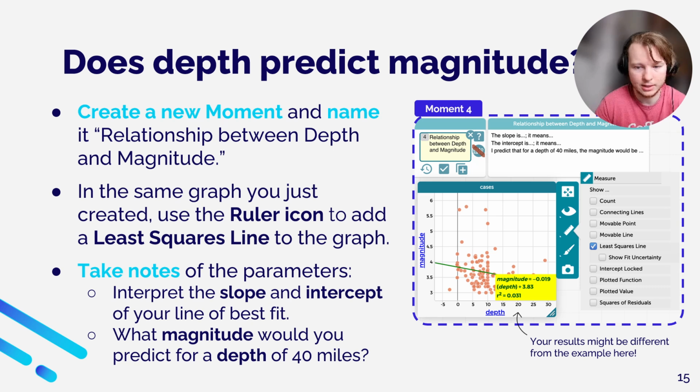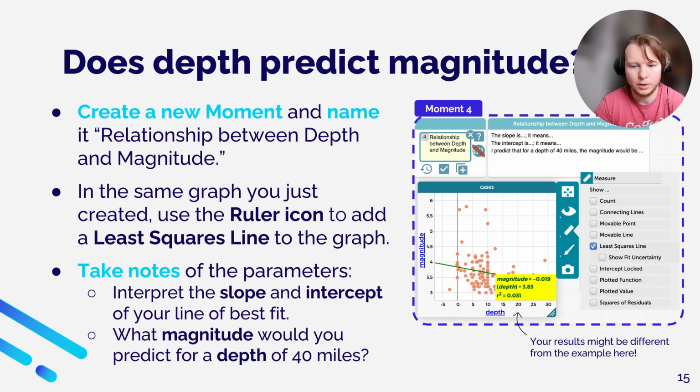Well, I think it means that as depth increases, magnitude actually goes down a little bit over time. Interesting. We can also interpret the intercept. The intercept is 3.83. I think this means that for an earthquake that's at the surface, right, no depth, we're expecting a magnitude of 3.83. I don't know if that makes sense. I don't know enough about earthquakes to see if that's nonsense or not, but students might want to think that through and say, does that make sense?